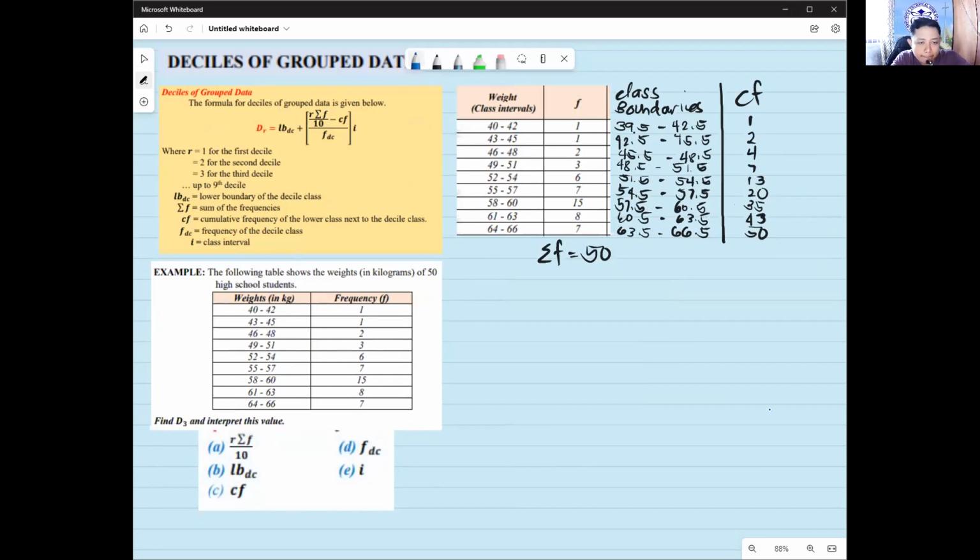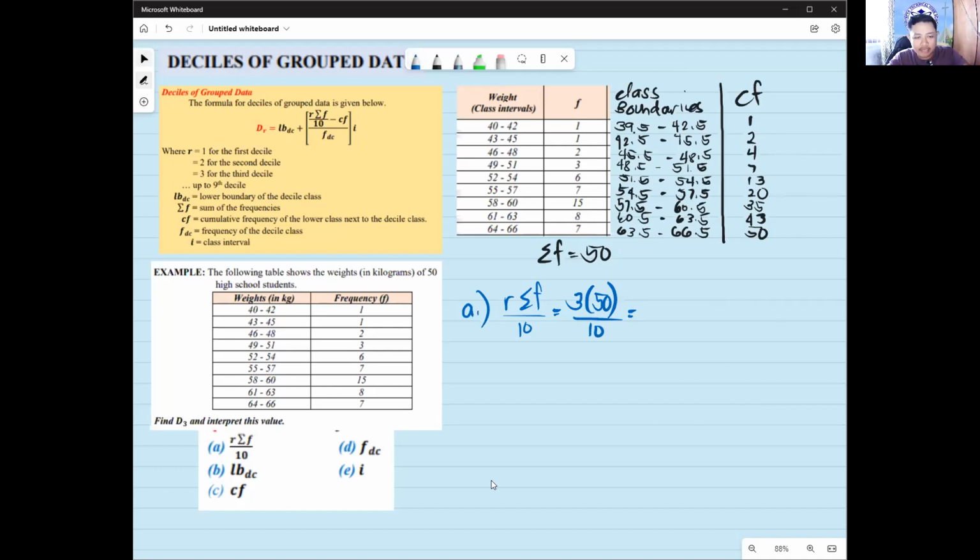For letter A, we have R times the summation of f over 10. Kasi decile tayo. So in here, R, of course, we are solving for the third decile. Take note of this. Third decile. Ayan. So therefore, R will be equal to 3. Take note of that. So this will be equal to 3 times the summation here, that's 50 over 10.